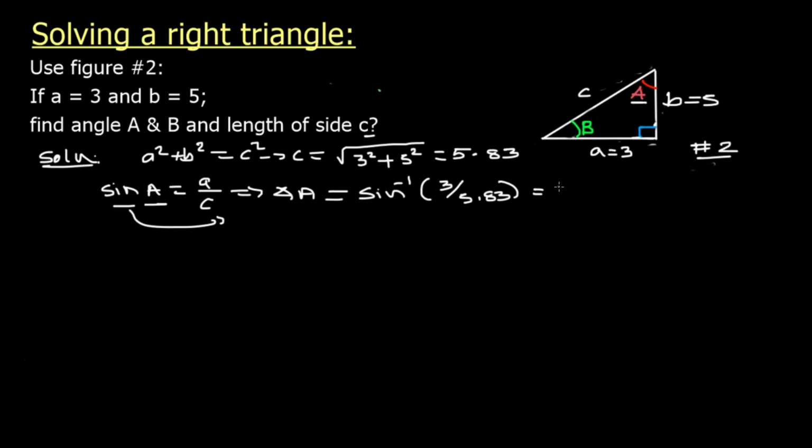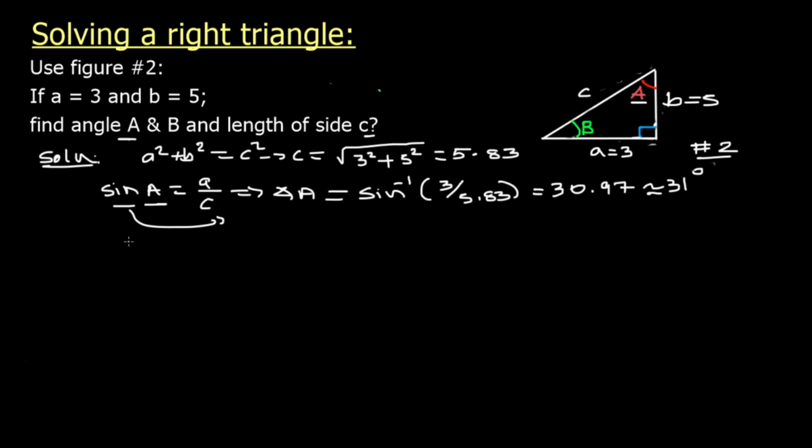Okay, so this value is equal to what? This is sine inverse of 3 divided by 5.83. I'm getting a number close to 31, so 30.97. So we could round up and say 31 degrees. Our angle A is 31 degrees.